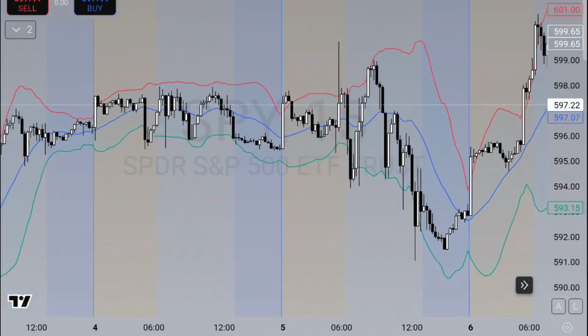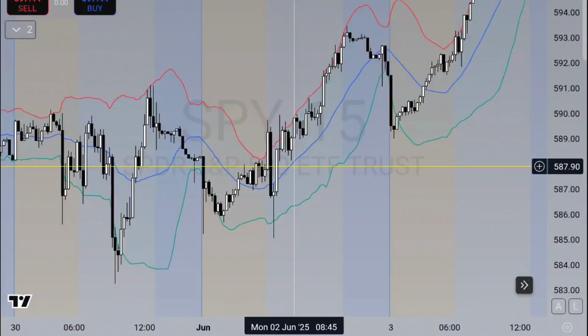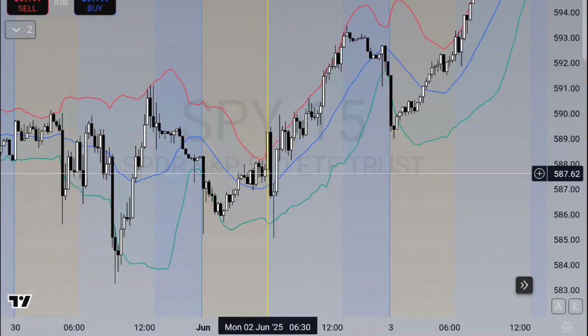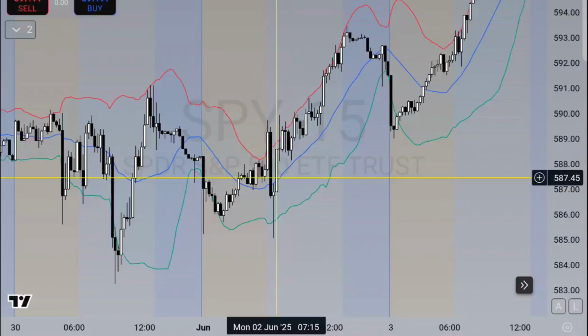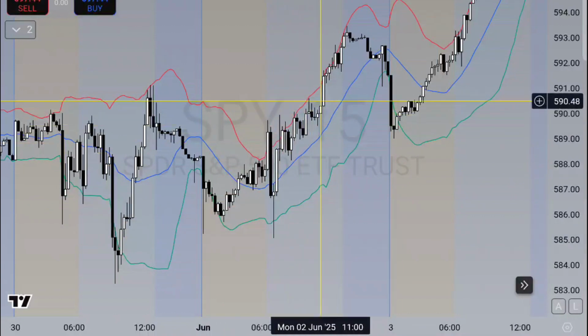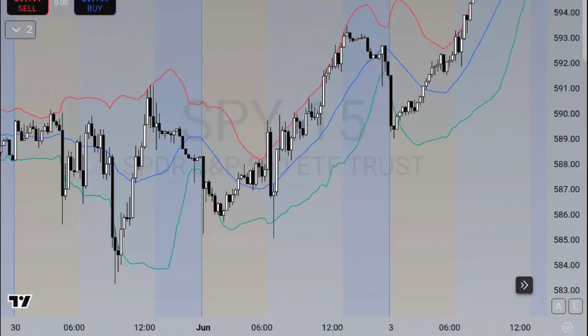So, for instance, let me find another scenario here. This, for example, crosses above, crosses back below, but it would be a short. You would take a short here, but you would make a loss off of it. See, it didn't close below. It just kept going straight up.